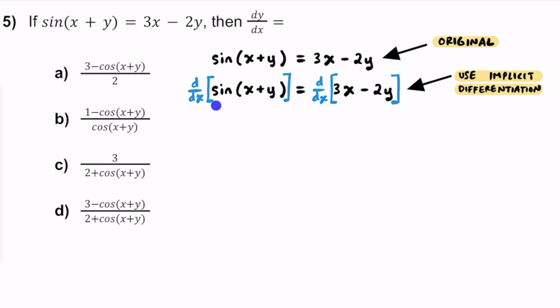So if we go ahead and take the derivative of this function here using the chain rule, the derivative of sine of x is going to be cosine of x. So in this case, it's going to be cosine of whatever's inside. In this case, it's going to be x plus y. But then we have to go ahead and multiply this by the derivative of the inside function, which is going to be this x plus y. Now, the derivative of x is just going to be 1.